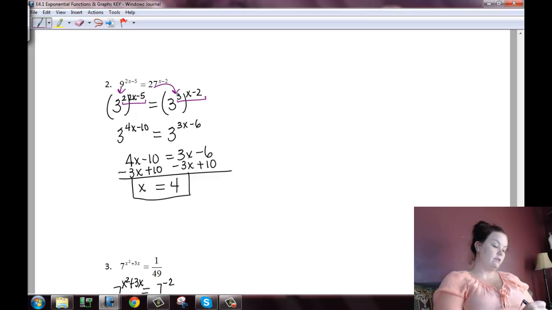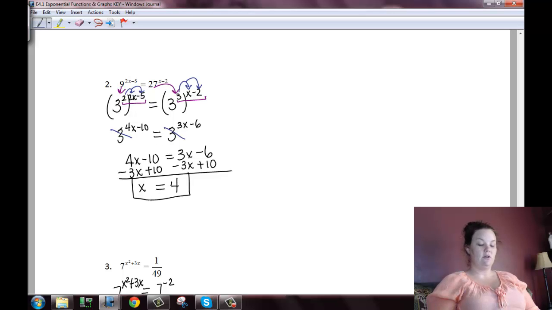When I distribute those, a big mistake that happens to a lot of people is they forget to distribute it to both. So make sure you do 2 times 2x, which gives you the 4x, 2 times -5, which gives you the -10. Same thing on the right-hand side. When I distribute the 3, 3 times x is 3x, 3 times -2 gives me the -6. Then they both have base 3, so I can cancel those and solve for x. So we should get x equals 4 when you isolate.